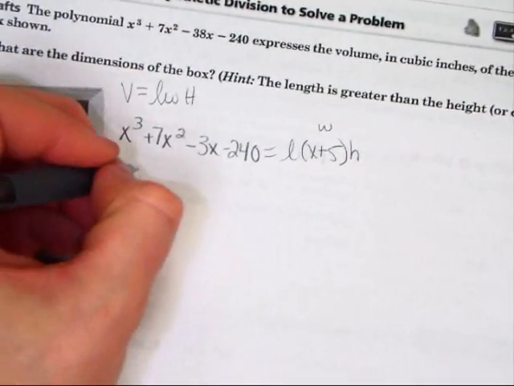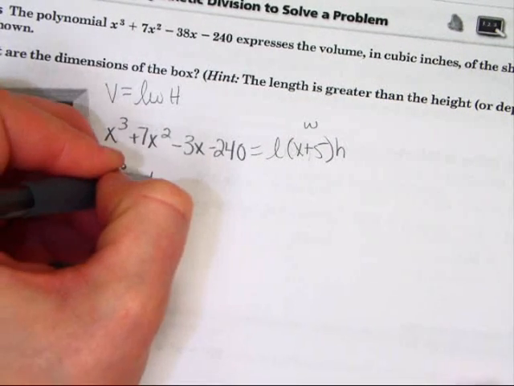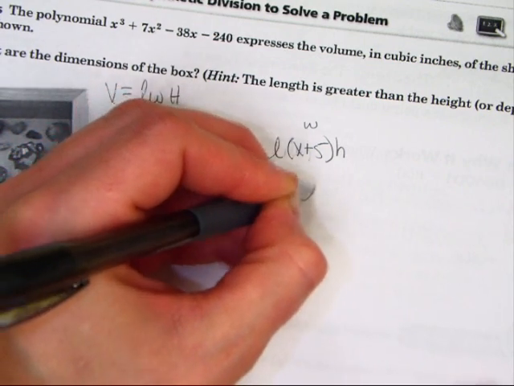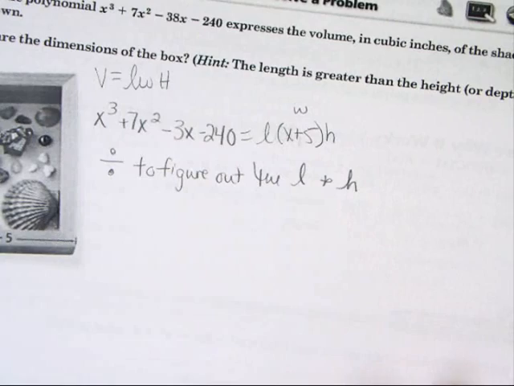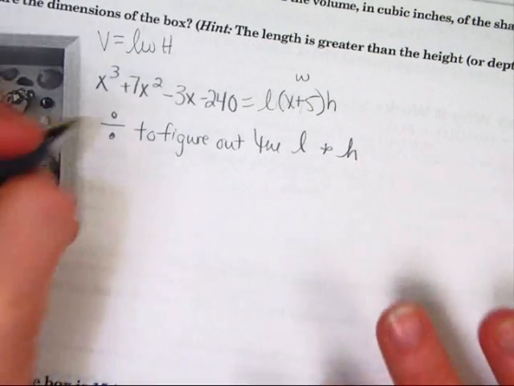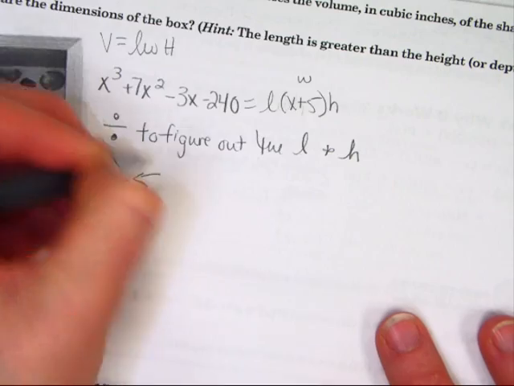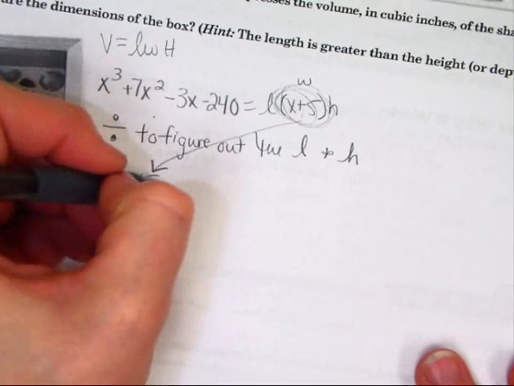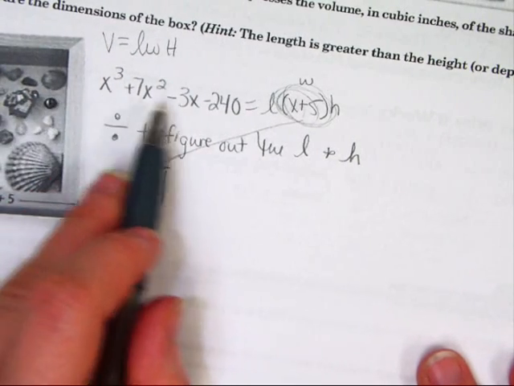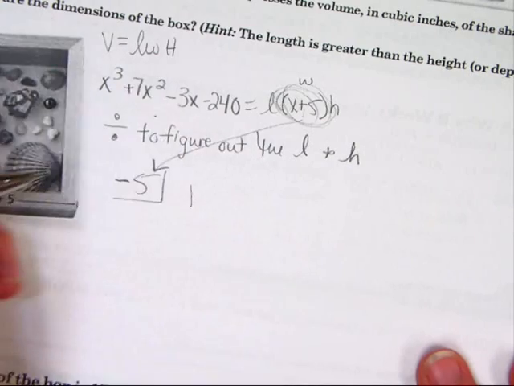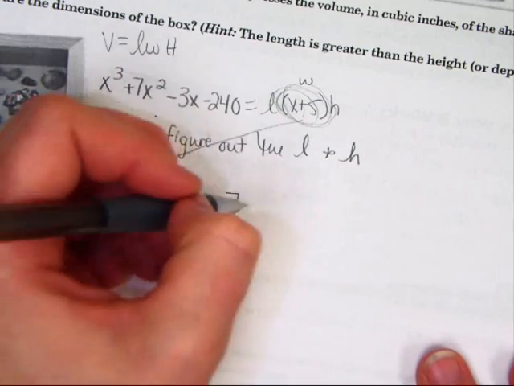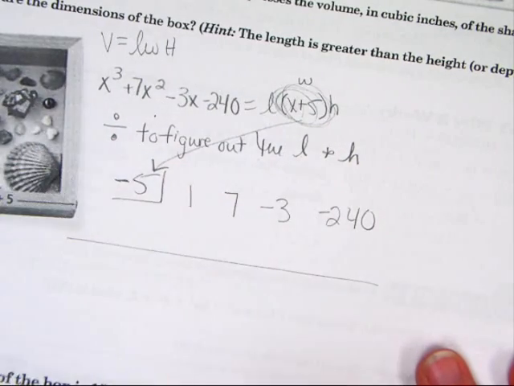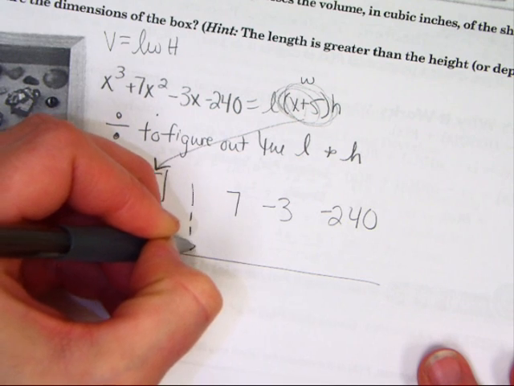So what we're going to do is divide to figure out the length and the height. We have to divide to figure out the length and the height. So we will take a negative 5 based on this. Okay, we'll use a negative 5 and we'll put that in a little box. Now put all your coefficients over here. 1x cubed, 7x squared, negative 3x, negative 240. Draw a line. Bring down the 1.